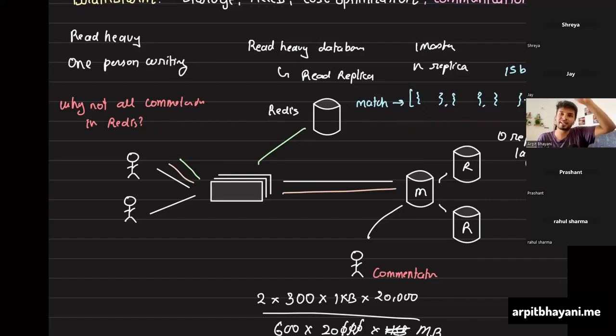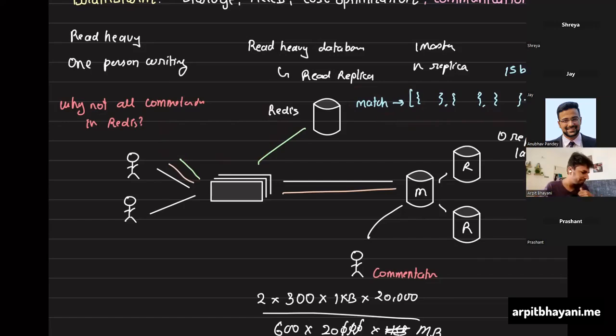I'll pull you in, Shreya, and then I'll go to Jay. Right, Shreya, go on. How would that read happen? Okay, read could be, I'm thinking pull versus push here. The user is not going to refresh it every time, right? So we need something like a push-based model. So then WebSockets? Yes, WebSockets.